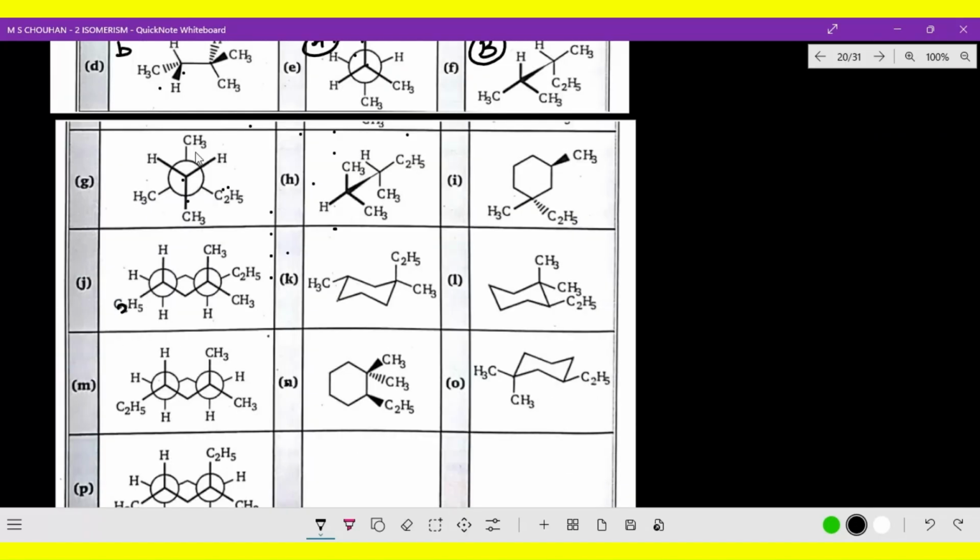So that means here what it is, 3 dimethyl pentane. See, 3 dimethyl pentane. So this will not be the correct option, which is not available in this option. Okay, now let us go to the next one.